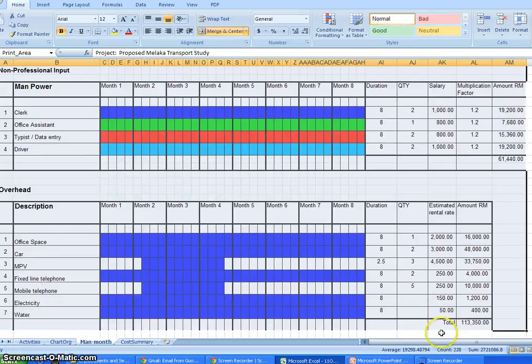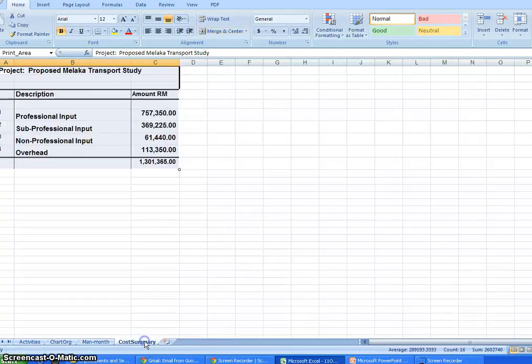So we have to calculate all these costs, and the cost summary is like this: the professional input, sub-professional, and the non-professional input, overhead. So the project cost is about 1.3 million. So this is one way to calculate the project cost. So we have to negotiate with the client, so we will get this 1.3 million. If we are a good negotiator, we can get this 1.3 million. If not, they will cut here and there, and if we are lucky, we can get 1 million ringgit.